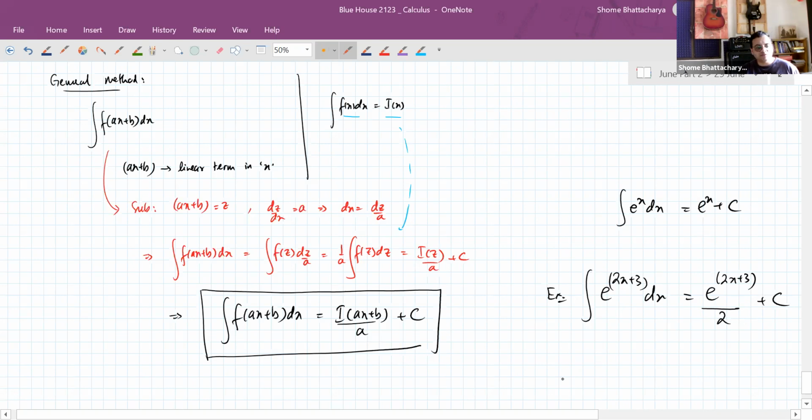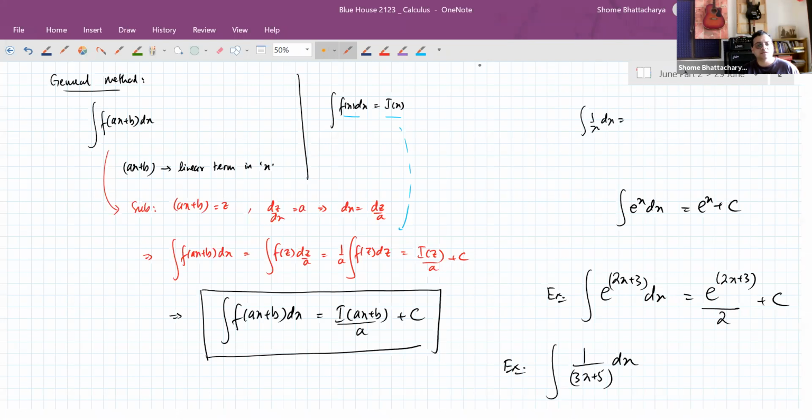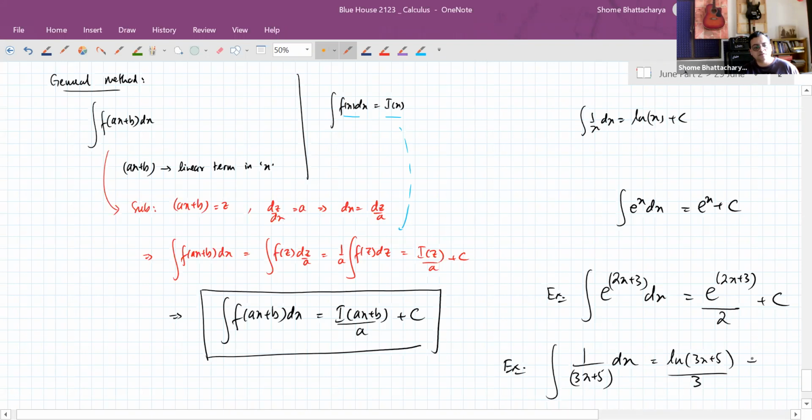Or for example, if I have integration of, let's say, 1 upon 3x plus 5 dx. Okay. So now for this one, I know that integration of 1 by x is ln x. So integration of this term will become ln of that linear term 3x plus 5, but that has to be divided by 3, which is the coefficient of x, plus c. And you can very easily check that these two are the correct antiderivatives, because if you differentiate these, you will get these functions. So this is like a direct formula that we can use once we are aware of this process.